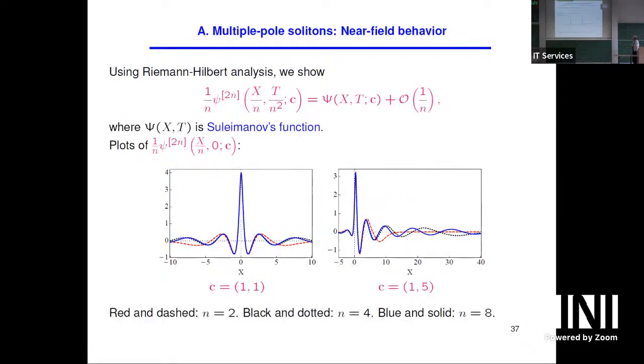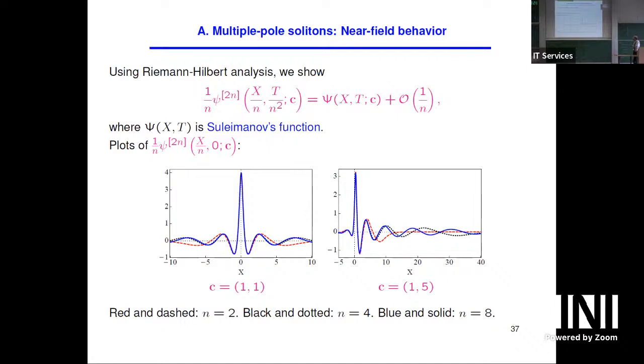So for this particular problem, using rigorous Riemann-Hilbert analysis, we show that these multiple pole solitons are to leading order asymptotically described by this function capital psi. Now we can start to investigate the properties of this capital psi. I call it Suleimanov's function from his 2017 work. Here are some plots when C equals 1, and then when I vary C, I get a bit of asymmetry to it.